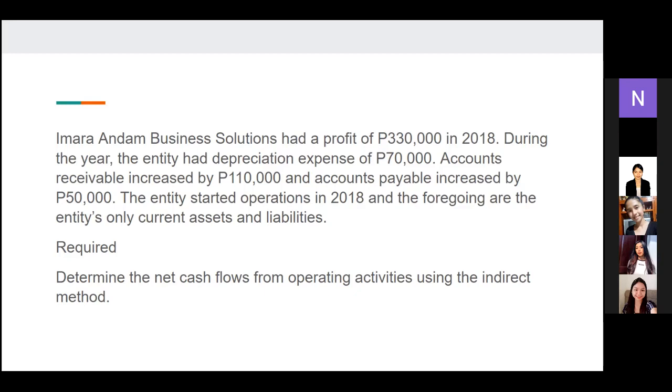So since indirect method yan, ang una nating ilalagay is yung profit and magkakaroon tayo ng mga non-cash transactions, parang mga expenses, ganun. So, I'll give you mga 5 minutes siguro to solve. And you can chat your answers in the chat box.